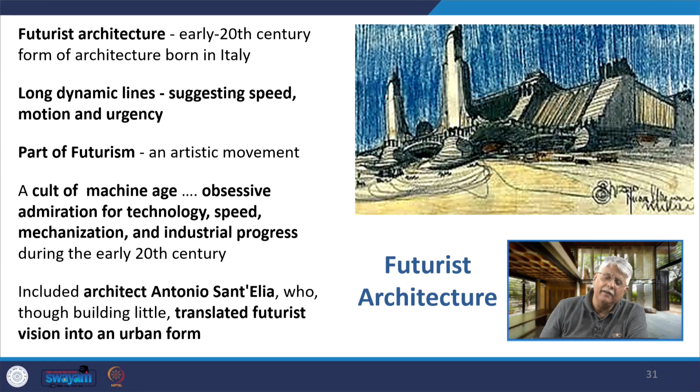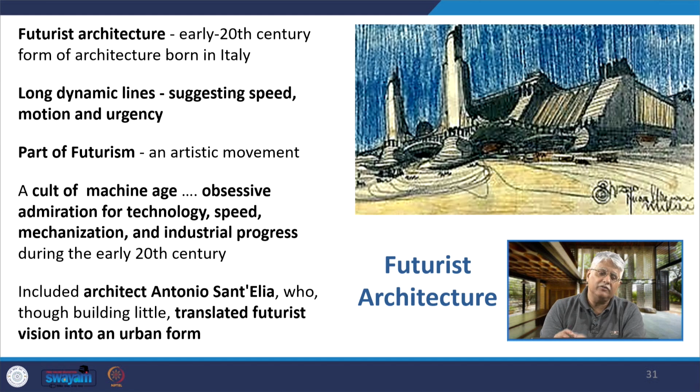the human society, and when they saw these machines moving fast on these roads or flying in the air, this brought to them the idea that times had changed. Now the machines had come with speed and motion, and they were strongly impacted by it. So, futurist architecture is actually a part of futurism, which was an artistic movement, and this futurist architecture was a cult of the machine age.